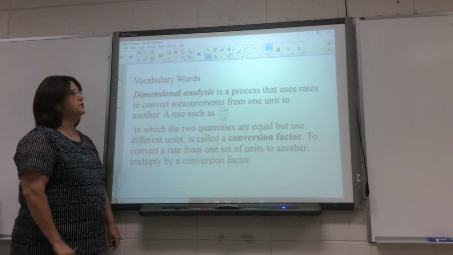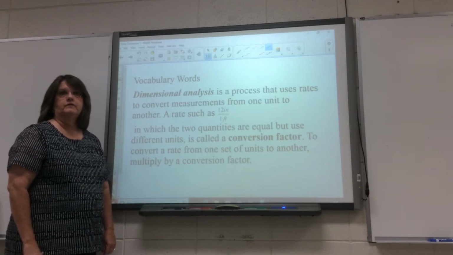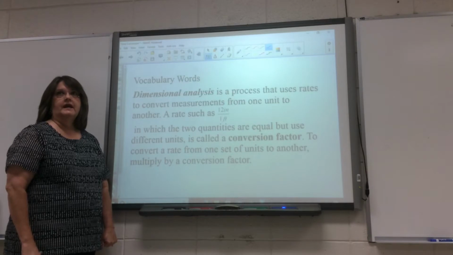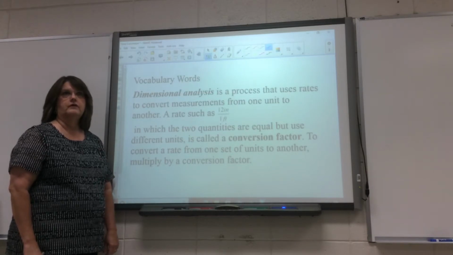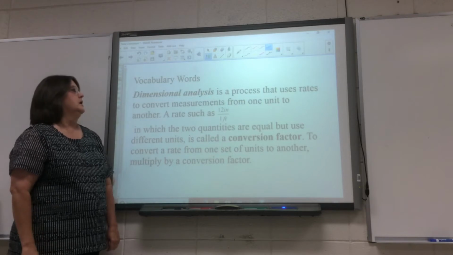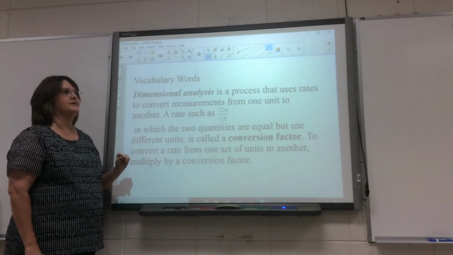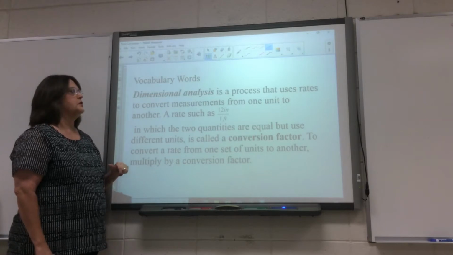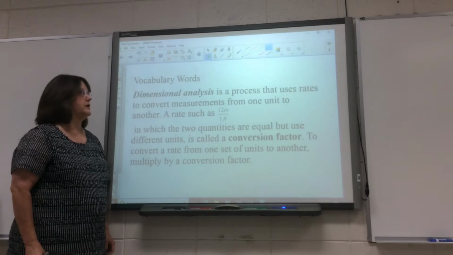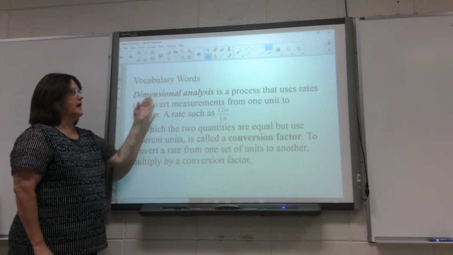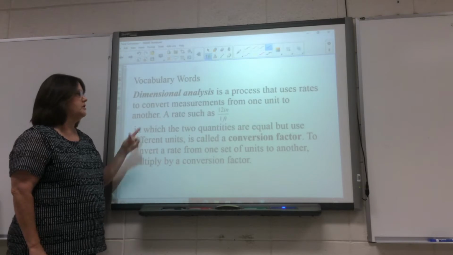All right, dimensional analysis is probably new to you. When you did this in elementary school, I'm certain you did not use dimensional analysis in order to do it. But we will be using dimensional analysis, and that's used in science a lot. So it'll be good for you when you get to your physical science class or your chemistry class. So dimensional analysis is a process that uses rates to convert measurements from one unit to another.